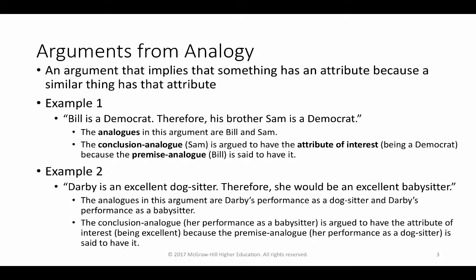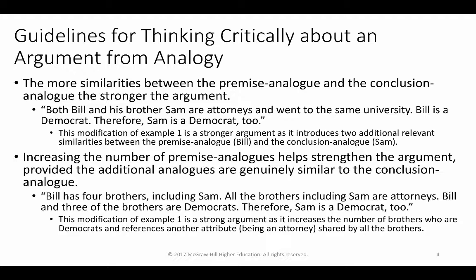Let's find out why. When you look critically at an analogical argument, the first thing you should look at is how similar the premise analog and the conclusion analog truly are. For instance, in the dog-sitting, babysitting argument on the last slide, how similar are those 2 things anyway? What does dog-sitting involve? Is it more or less complicated than babysitting? Frankly, I don't think those 2 things are similar enough to argue that if you're good at one, you'd be good at the other one. So the more similarities there are between the 2 analogs, the stronger the argument.